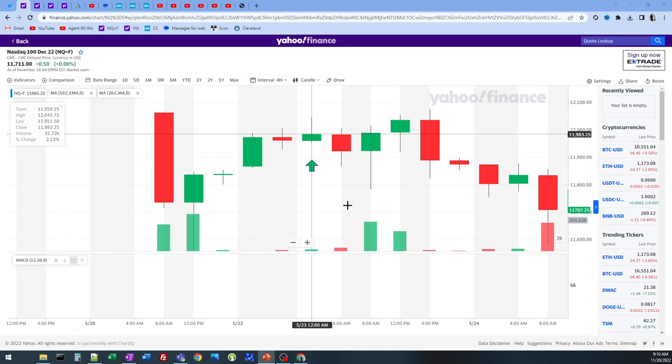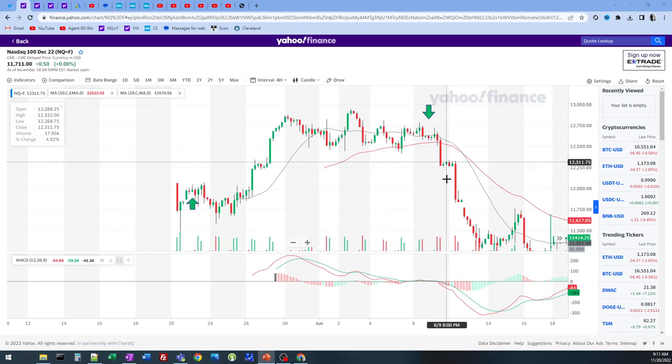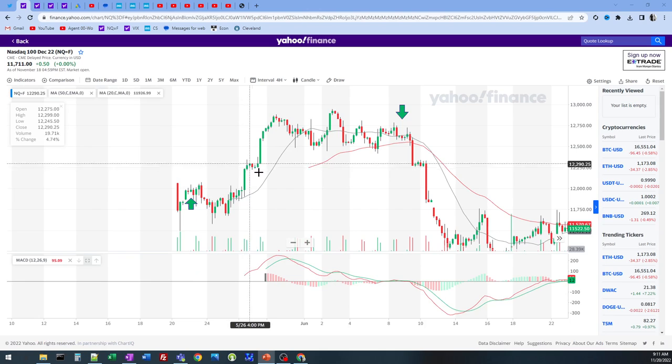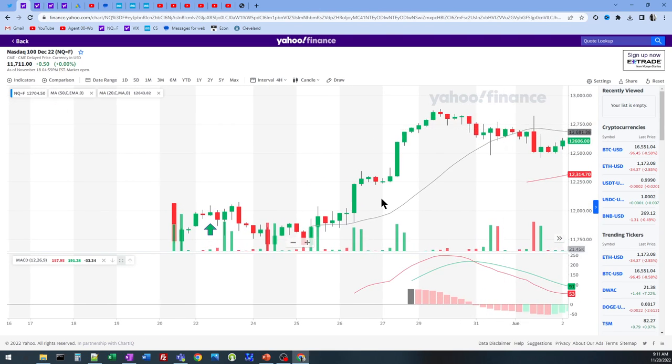Here is the Nasdaq futures. Specifically, it is the date 5/23, May 23rd. The interval that is critical is the 4-hour time frame up here. Green, red, green, red, green. What happened after that happens? Big move goes up. Let's zoom on in to this next green arrow.